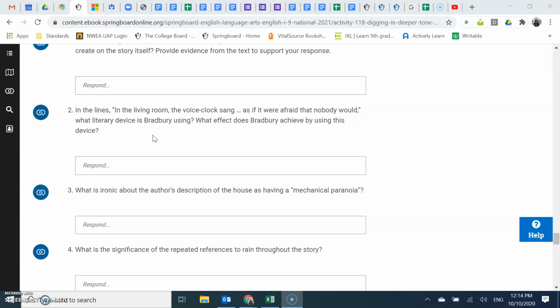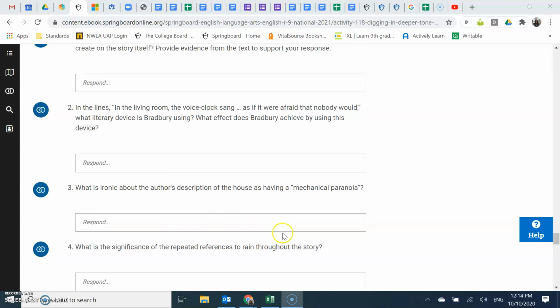There's so many more. Those are words that you have been talking about for years in English class. So think about in the living room, the voice clock sang as if it were afraid that nobody would. What device is he using? And then what effect does he get by using that? Think about the house, think about the characters. Literary device. And then number three, we are going to go over together.